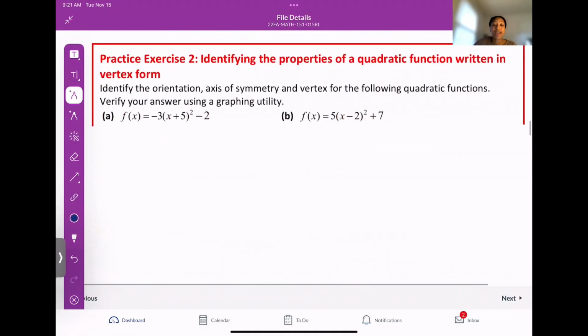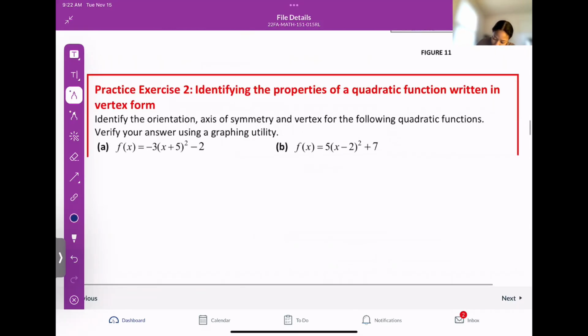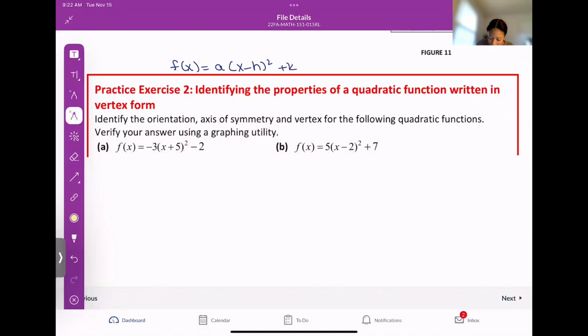All right, that gets us to exercise 2. So for exercise 2 here, we want to know whether or not these parabolas open upward or downward. What's the axis of symmetry? And what's the vertex? I'm going to write up here what the vertex form is so you can compare. f of x equals a times (x minus h) squared plus k. We want to identify what this h is and what the k is. And also notice that in the parentheses, the h is being subtracted.